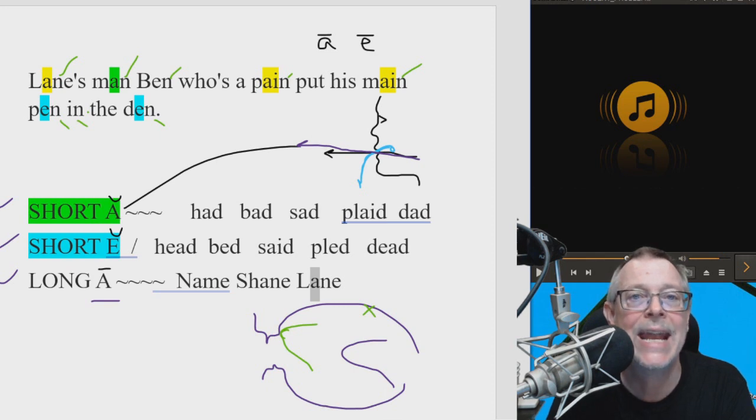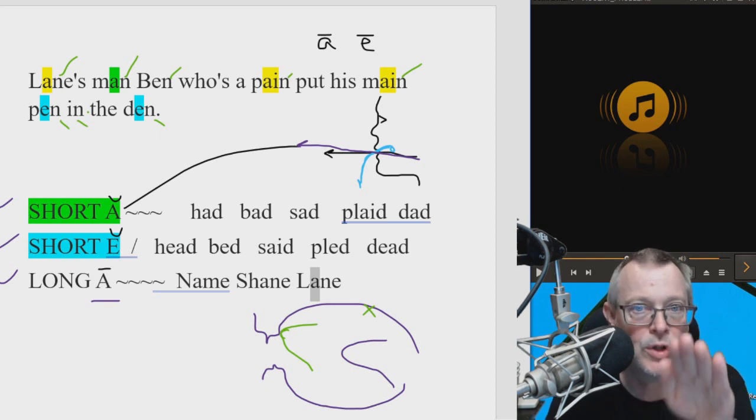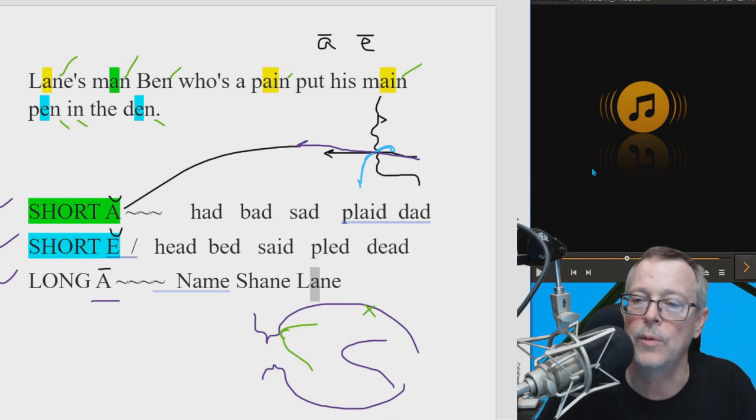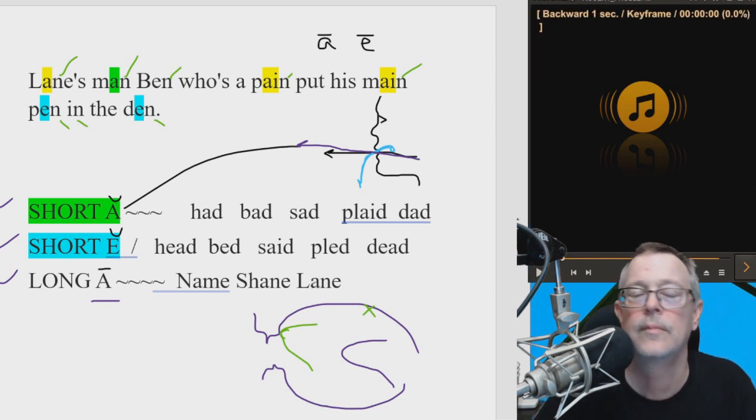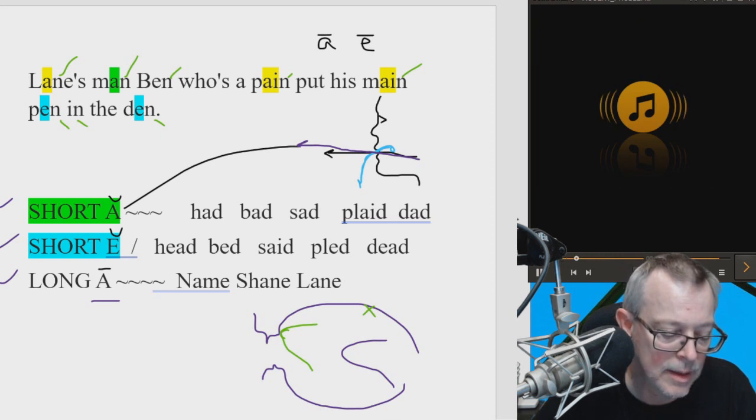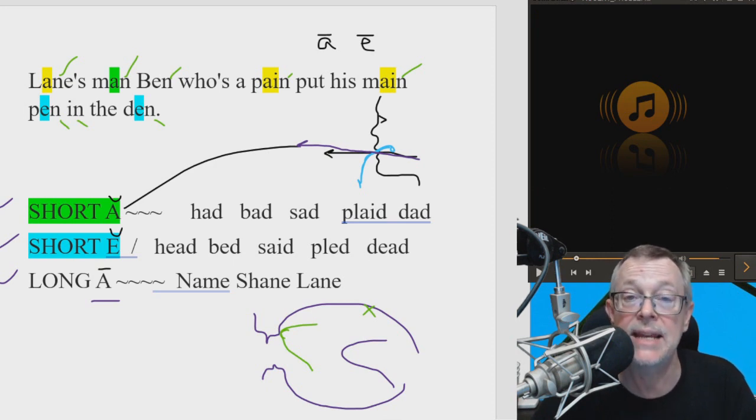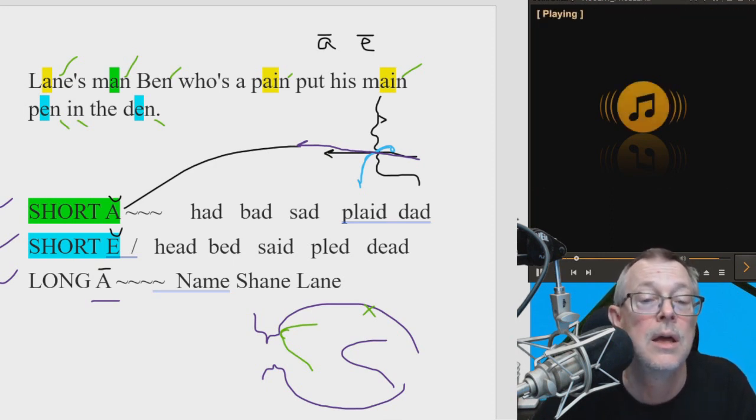Lane's man, Ben. Where's your tongue? Who's a pain? Put his main pen in the den. Got to concentrate on that N, where the tongue is. Now, let's go back, Denise. Lane's man. It's not Laney's. It's just Lane's man. Lane's man. Man. Open your mouth more. Man. Get that tongue for the N. Lane's man. Lane's man. Ben.